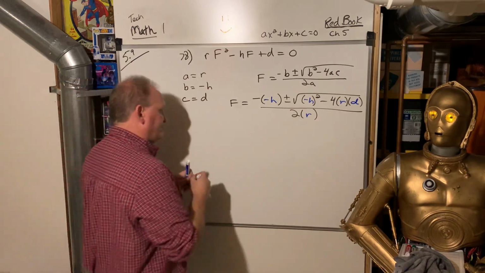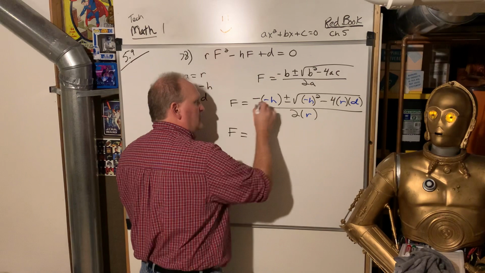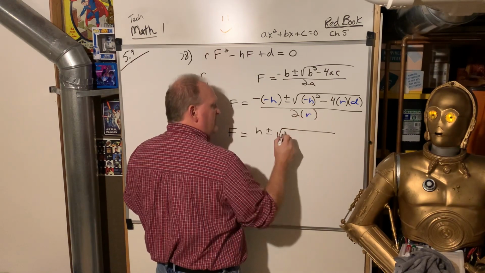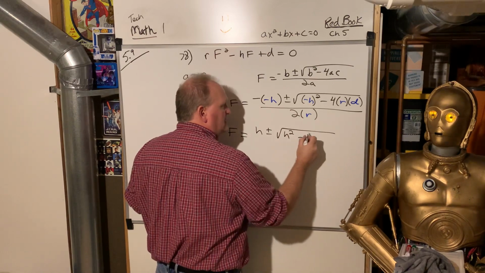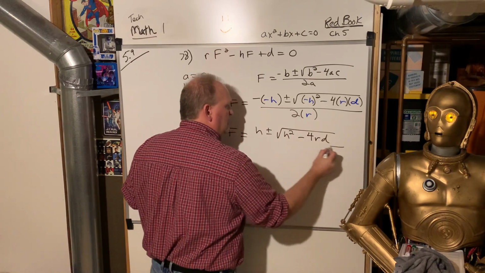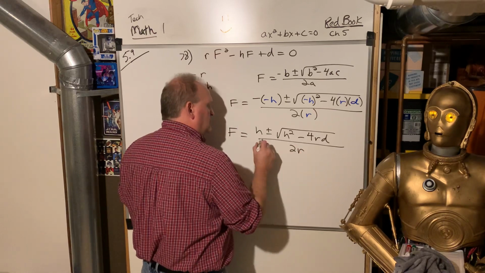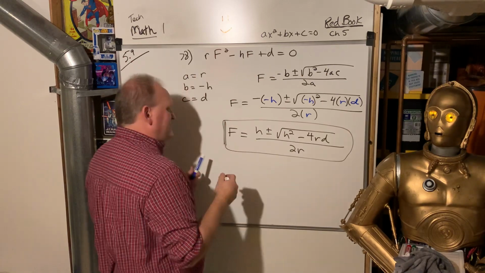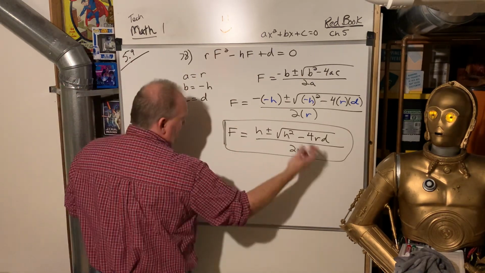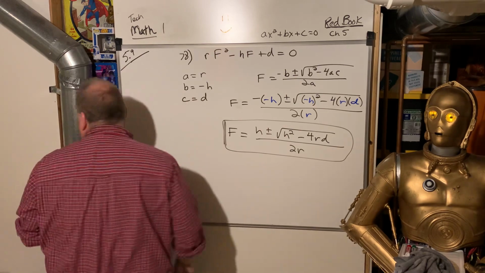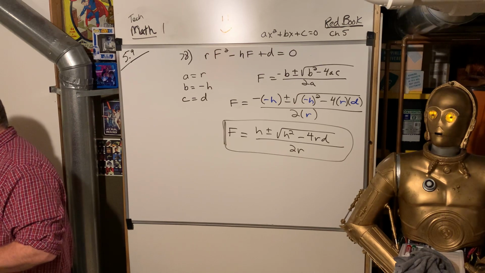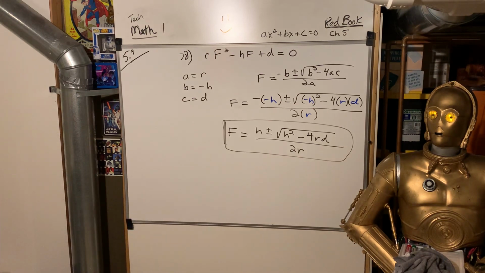And here we go. The opposite of negative H is just H, plus or minus square root. Negative H times negative H is H squared, minus 4RD, all over 2R. That's my answer. So it's not tedious. It isn't like, oh, we had to work it down and then there's a perfect square and then we had to split it up and then divide. But it is very abstract, and that can be a little mind-bending. All right? So that is it for Chapter 5.